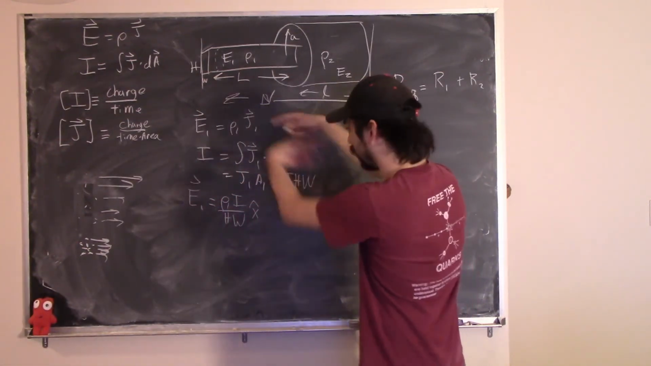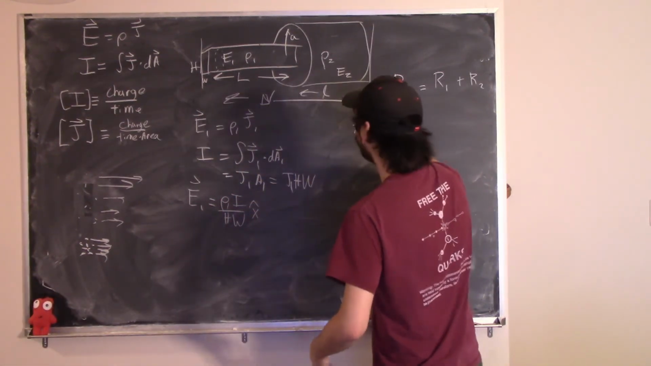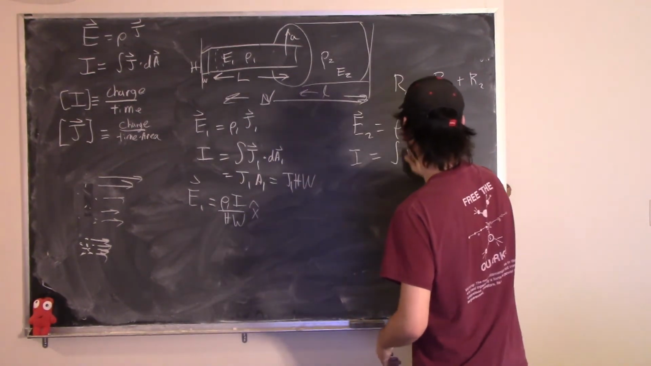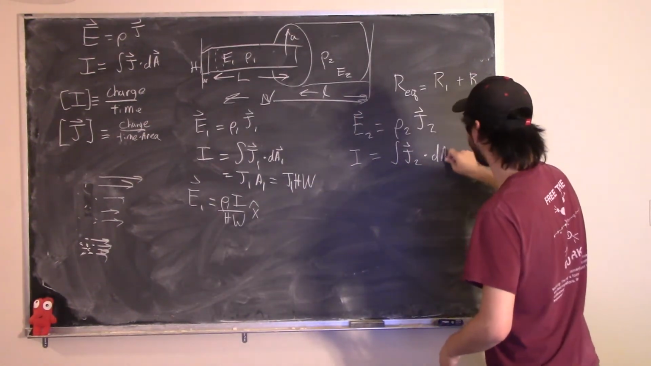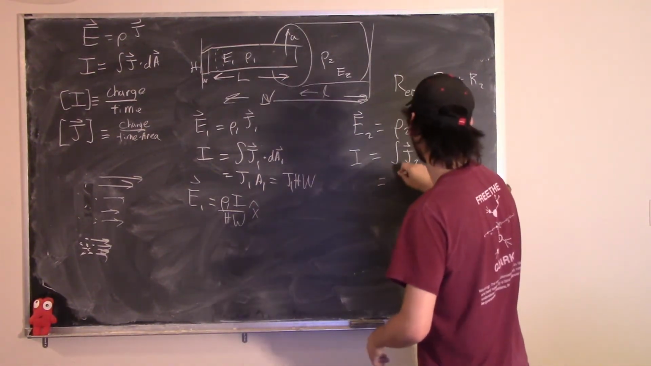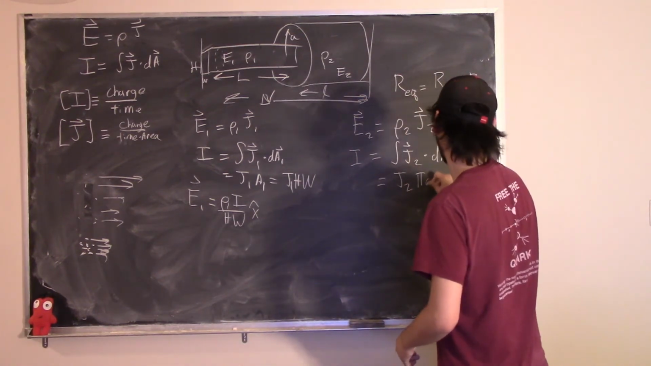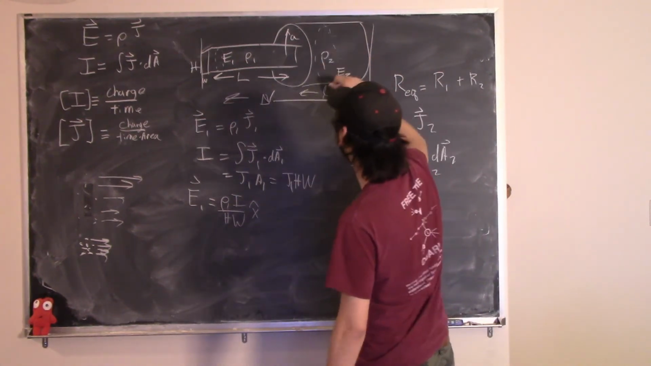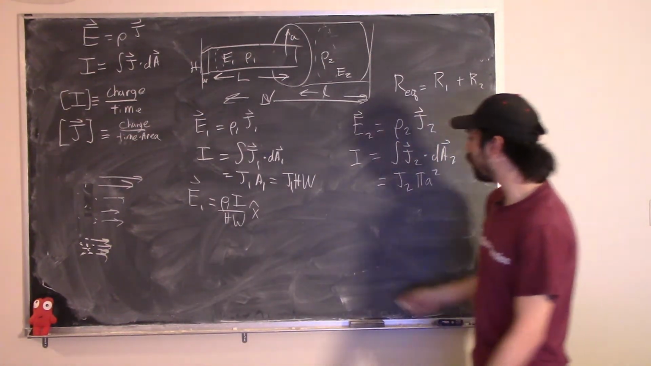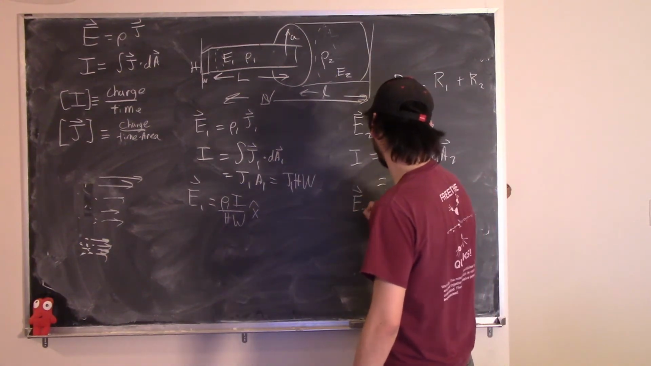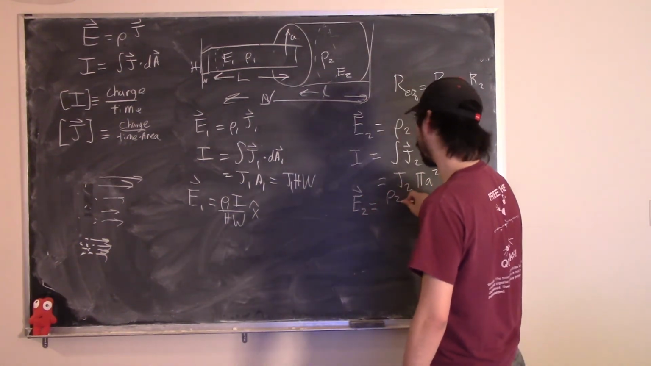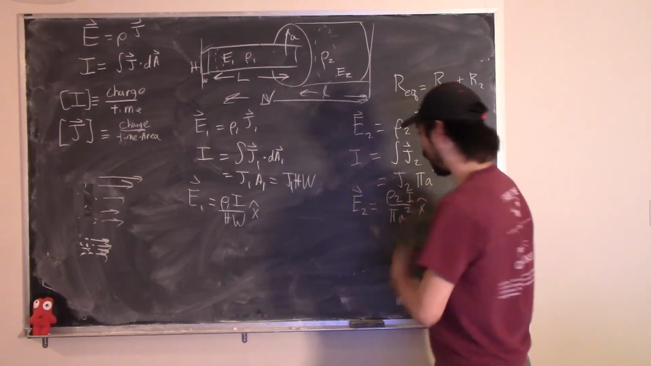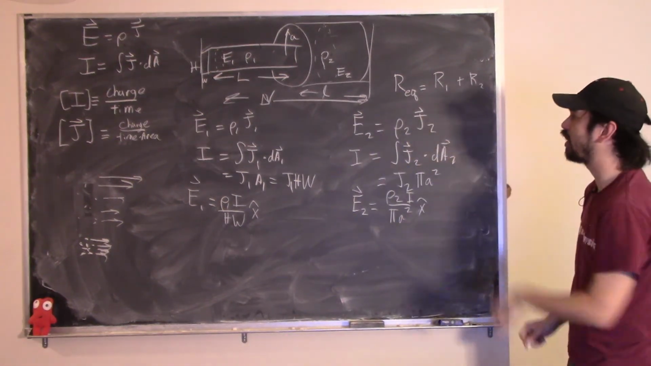The second electric field follows exactly the same process. So E vector 2 is going to be equal to rho 2 J2. I is going to be equal to the integral of J2 dot dA2. And so this one is just going to be J2 times pi A squared, right? Because that's just going to be the cross-sectional area of this guy, okay? So from this, what we can say is E vector 2 is just going to be equal to rho 2 times I divided by pi A squared x hat, okay? Almost there.